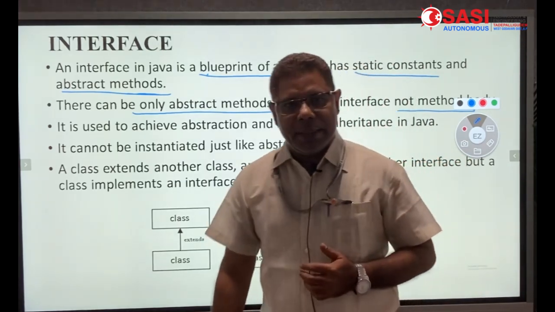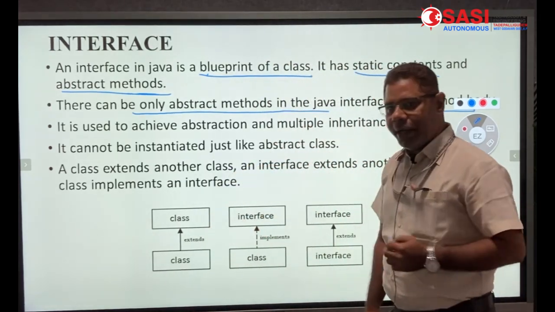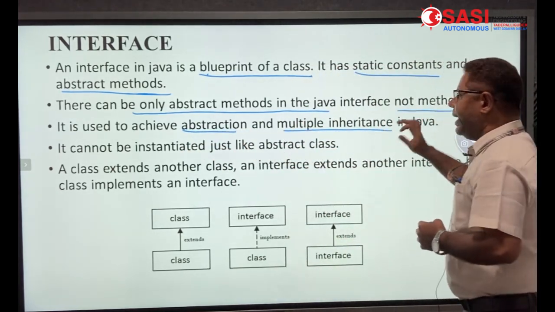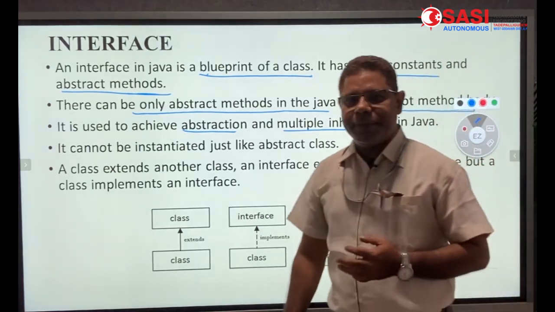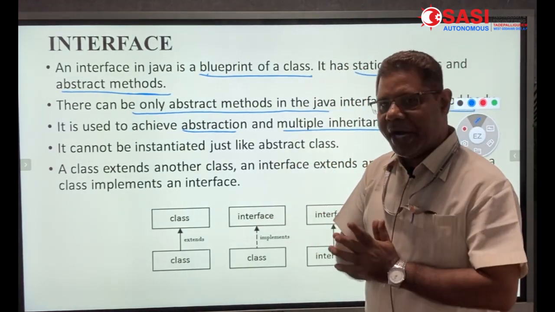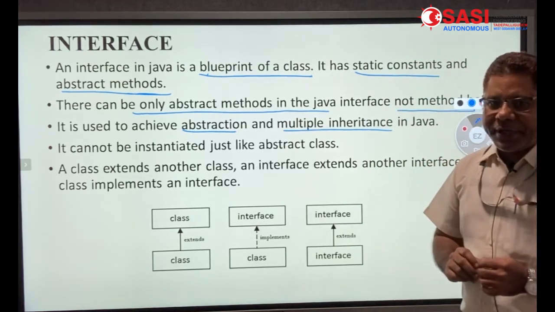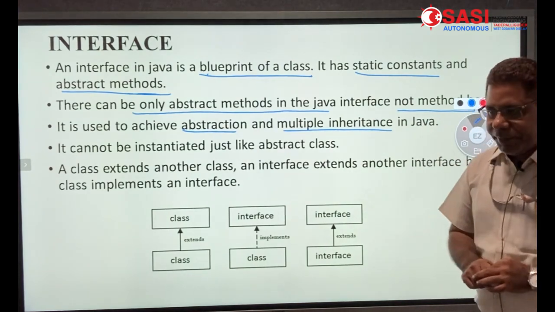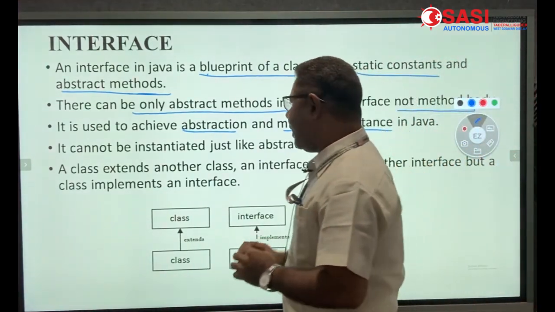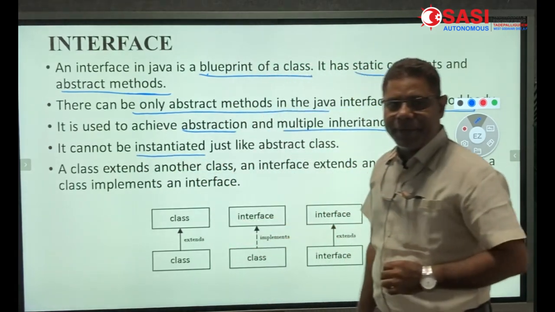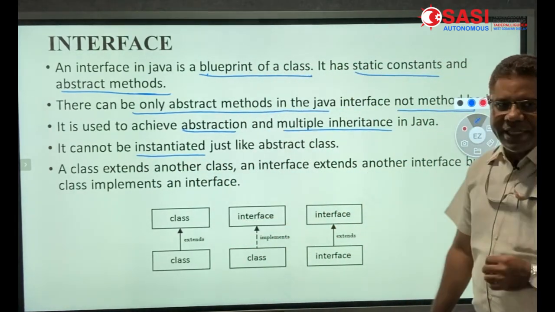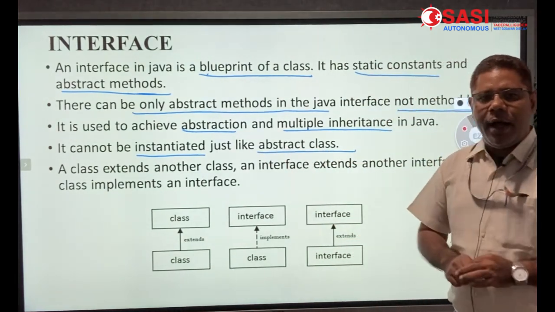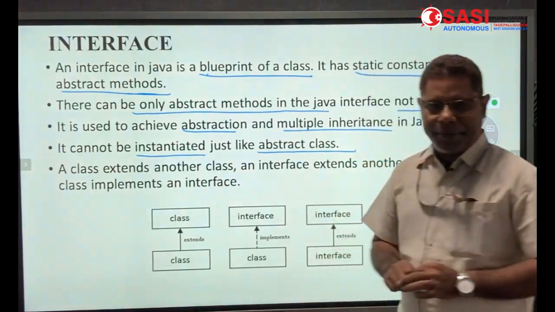The interface is used in Java to achieve abstraction and multiple inheritance. The interface concept is very useful in Java to achieve abstraction as well as multiple inheritance. Interfaces cannot be instantiated, just like an abstract class. So we cannot create objects of an interface.